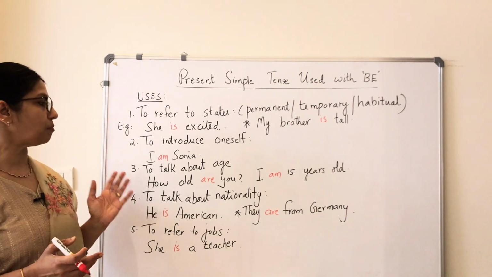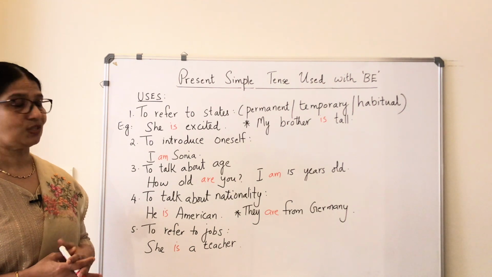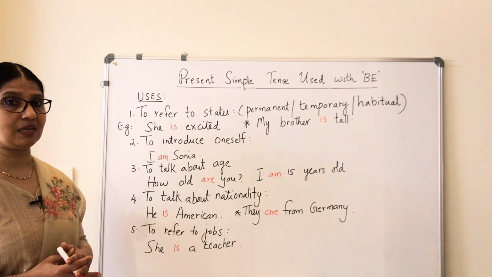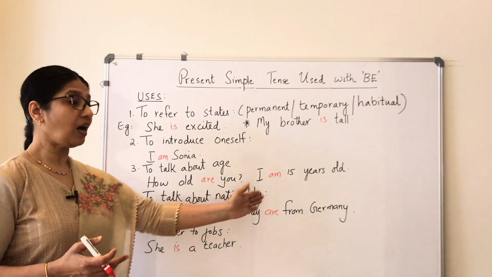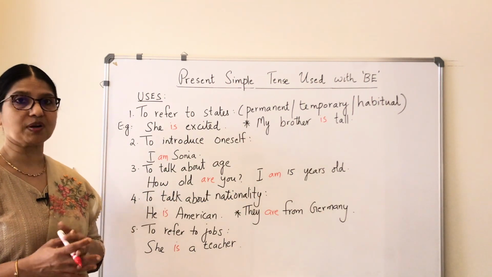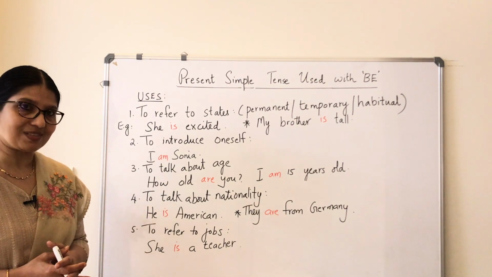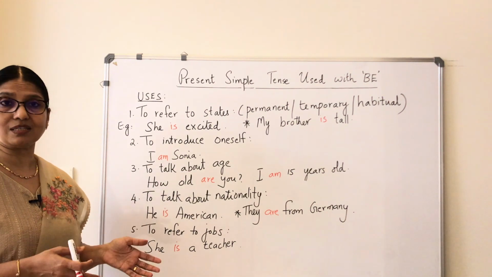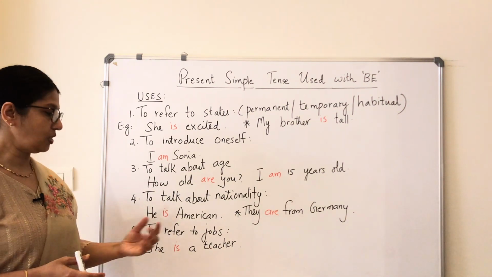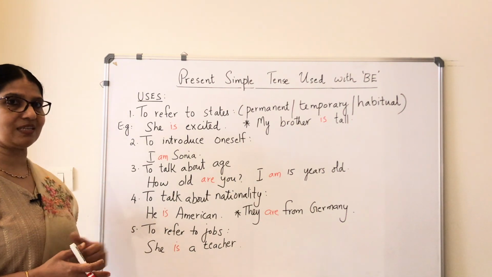We use be to refer to one's nationality. So you may say, he is American, or it may be expressed in a different way. You may say, they are from Germany, or he is from Germany. It's also used to refer to jobs. So you may say, I am a teacher, or she is a doctor. So this verb takes the form according to the subject that is used.